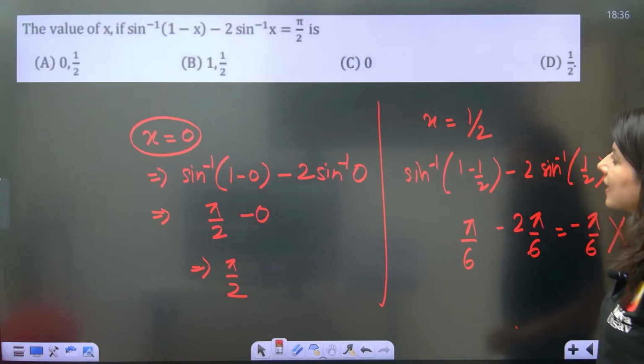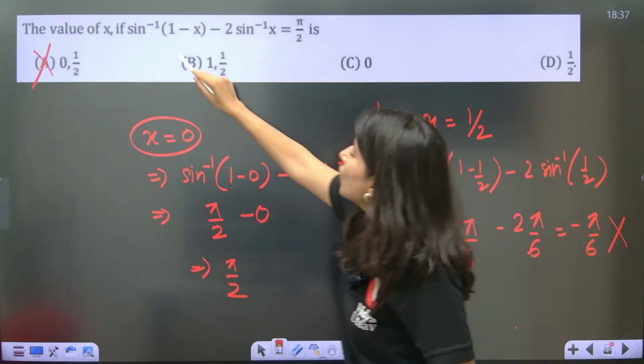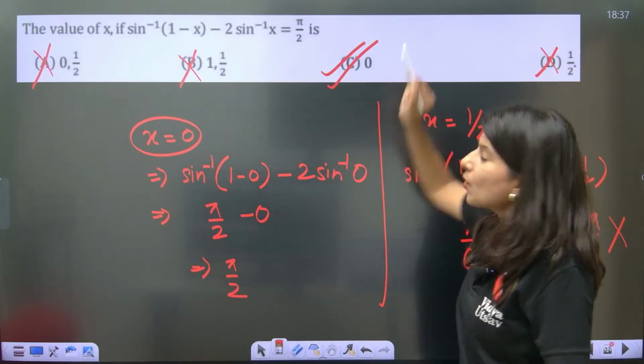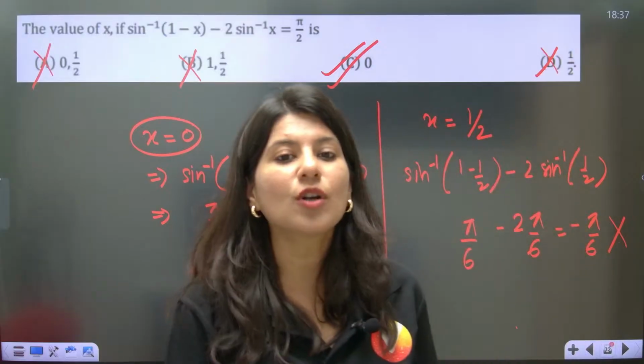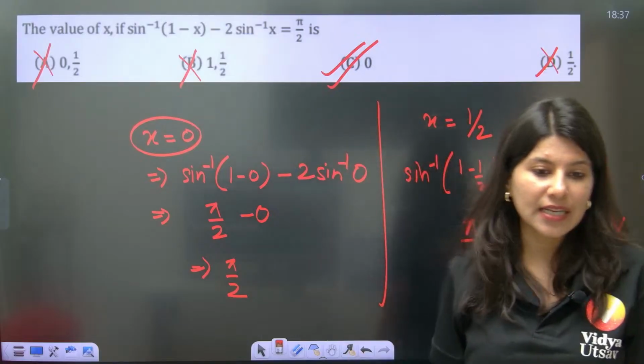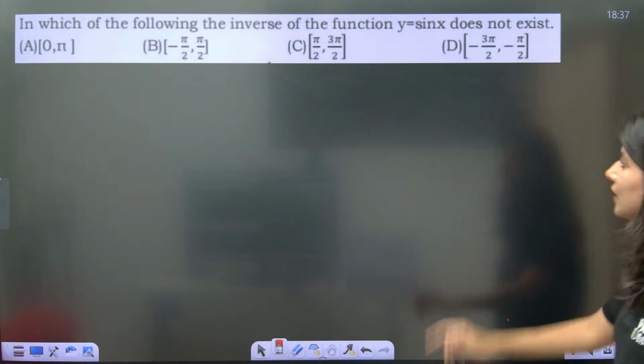So this is not satisfying. So option A is definitely wrong. Half is not satisfying, so B is also wrong. D is also wrong. Only option C is absolutely right, because half is not getting satisfied. That clearly shows A, B and D cannot be the correct answer. Okay, all right. Now let us move on to the next.